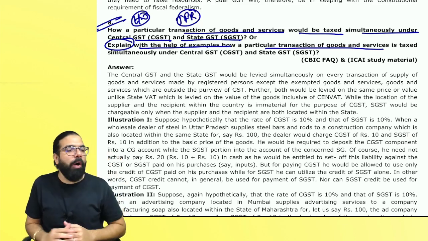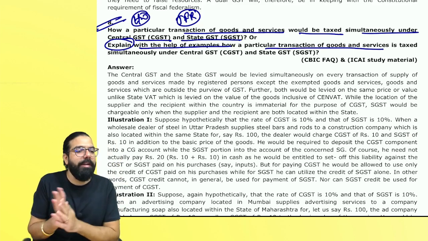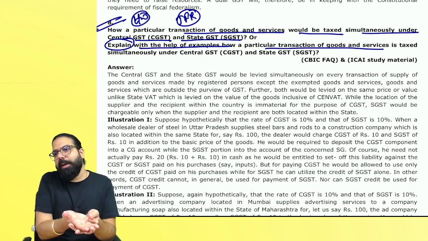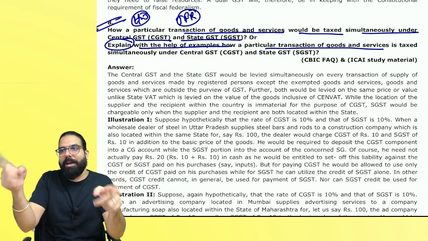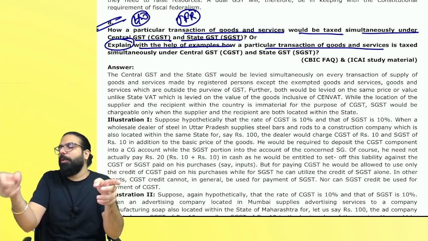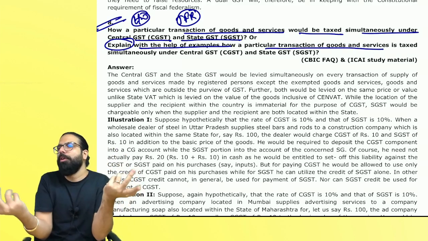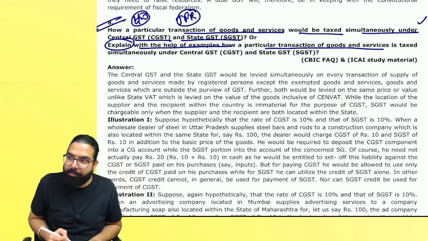They are going ahead and telling how a particular transaction would be taxed simultaneously under CGST and SGST. But whenever a transaction happens in India, supposing it is sold within the state, supplier and place of supply are within the state, what will be charged? CGST and SGST. CGST goes to central government, SGST goes to state government. Please read this at home. Okay, everyone? Next.